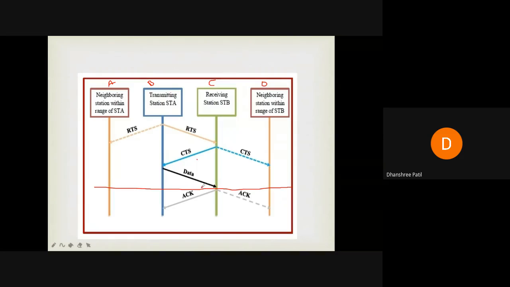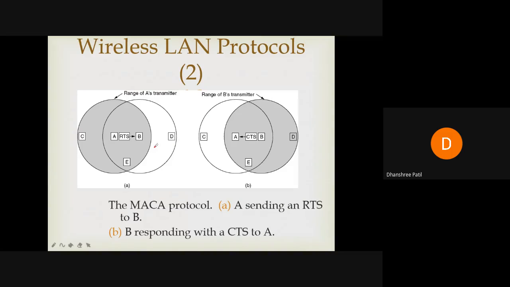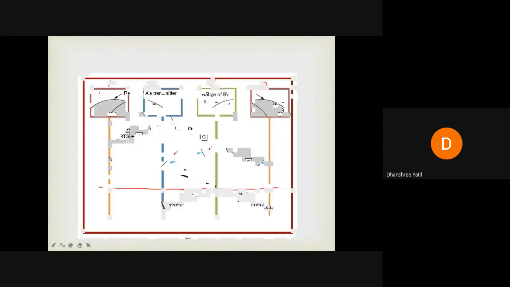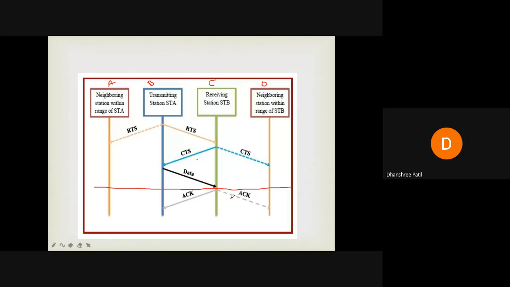Earlier, in MACA, the first protocol, acknowledgement was not added. Due to this, retransmission of the frame is not possible, as the acknowledgement is not coming from the receiver. So if the frame gets lost in between, then retransmission does not happen.